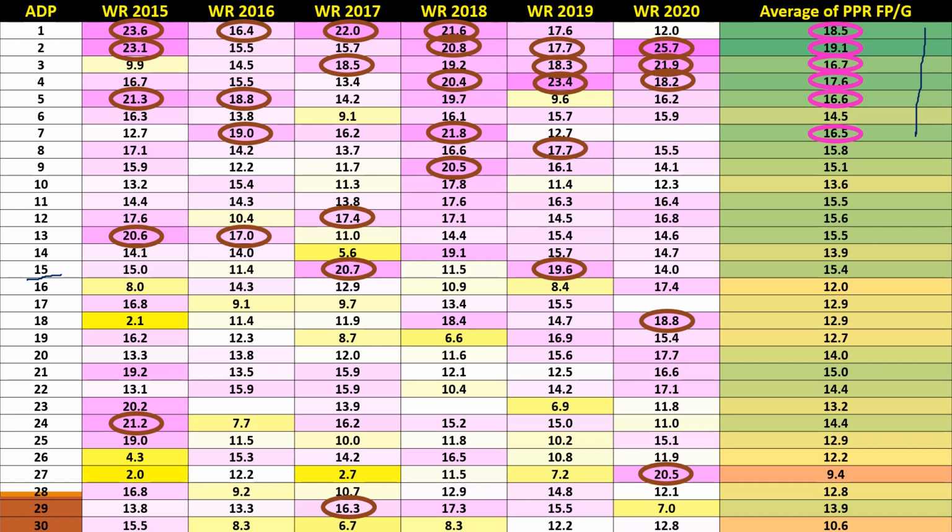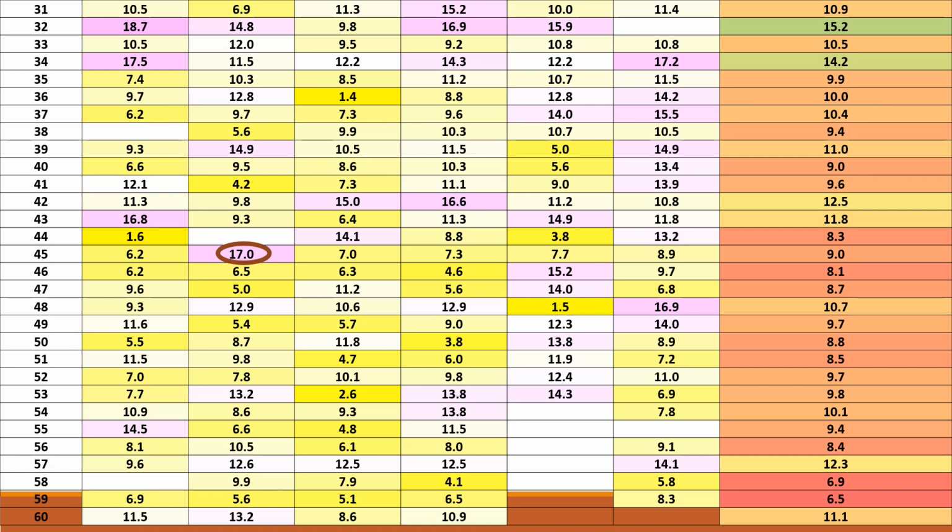So that's the top 1 to 30. The 31 to 60 only, what is that? So is that 30 times 6, 180? So over the 6 years, at ADP 31 to 60, you only had 1 out of 180 shot at grabbing a top 5 player.